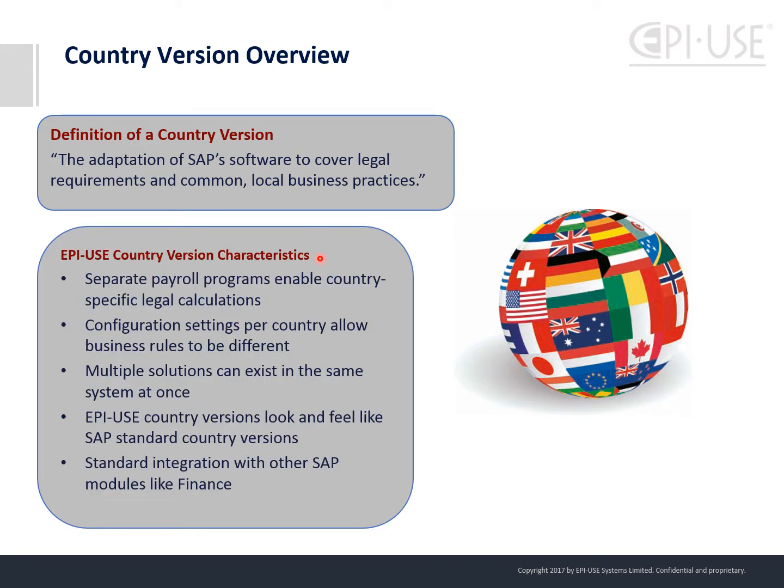Now, let's look at the EPI-USE country version's characteristics. There are separate payroll programs that enable country-specific legal calculations. Configuration settings per country allow business rules to be different. We find that multiple solutions can exist in the same system at once. We also find that the EPI-USE country versions look and feel like SAP standard country versions. And there's also standard integration with other SAP modules like finance.